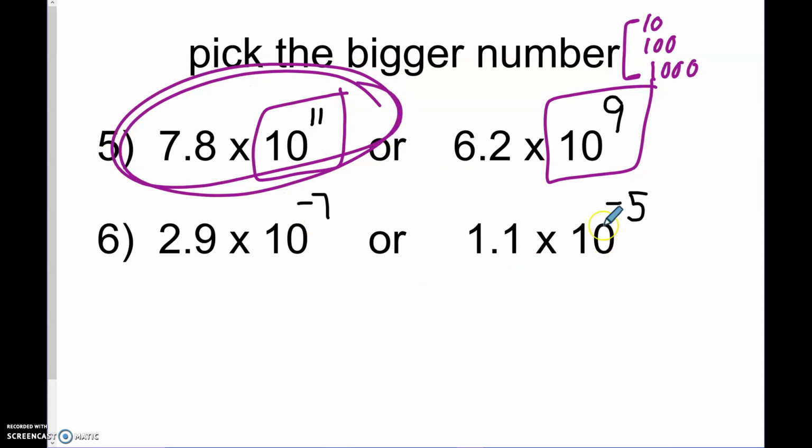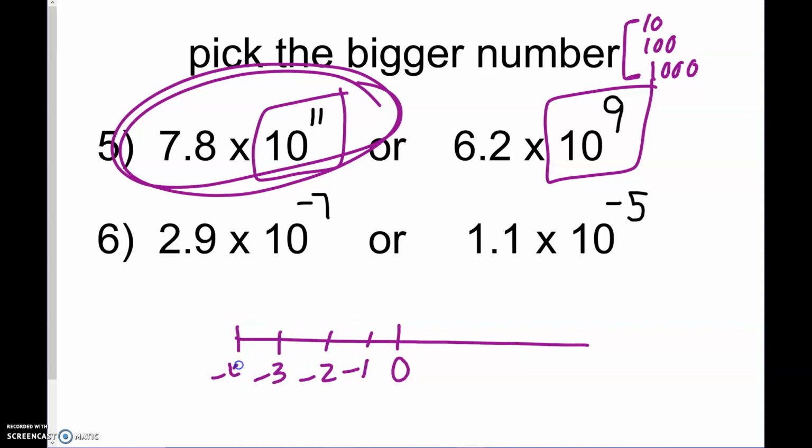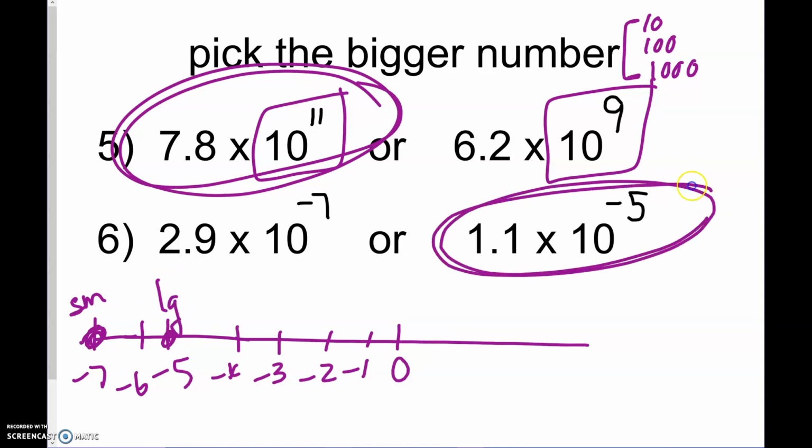Okay, now we have to be careful on the negatives here. So we're going to compare -7 and -5. And remember, on a number line, the further left you go, the smaller the number. So if we are at -7 compared to a -5, this one is the smaller number. This one is the larger number. So we are going to pick -5. This is the bigger number.